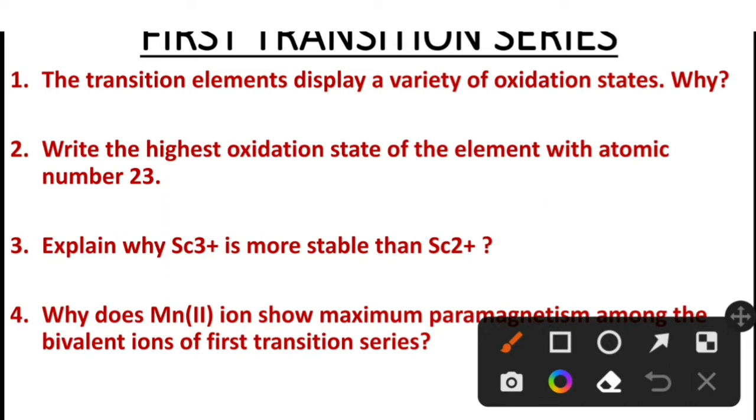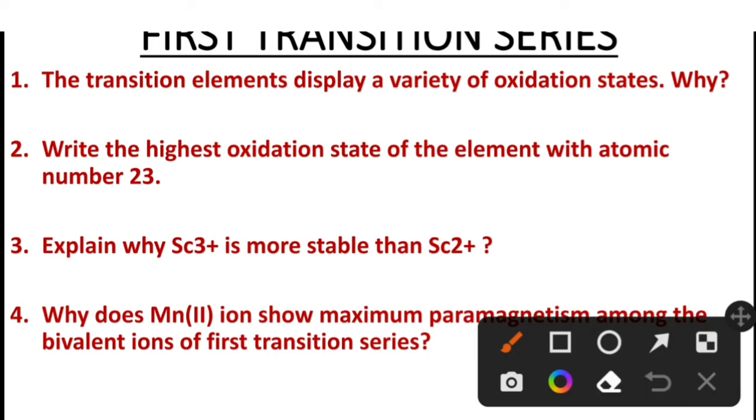Okay. The next question. Write the highest oxidation state of an element with atomic number 23. So can you just recollect what that is? It is related to the first transition series. The first transition series starts from scandium, atomic number 21, followed by titanium, then vanadium. So atomic number 23 stands for vanadium.